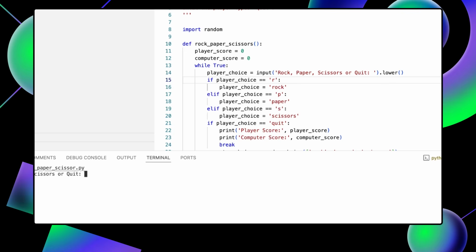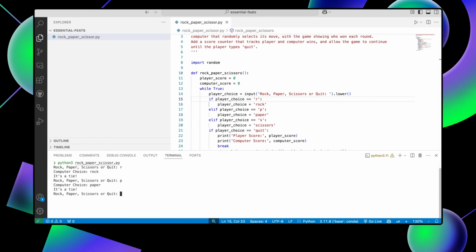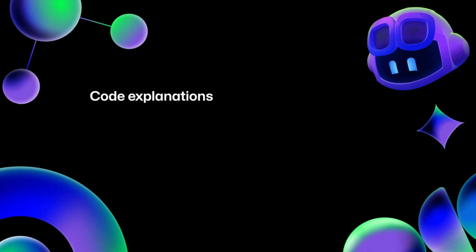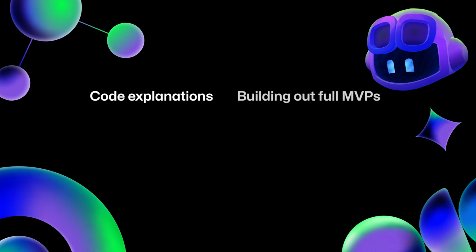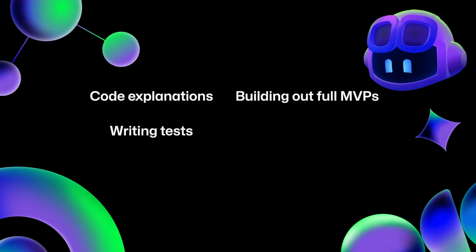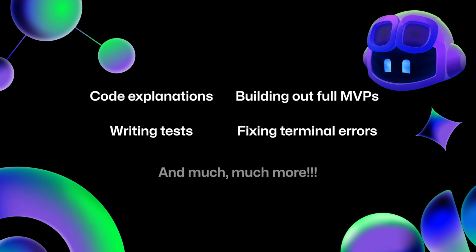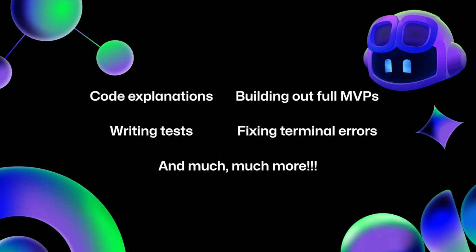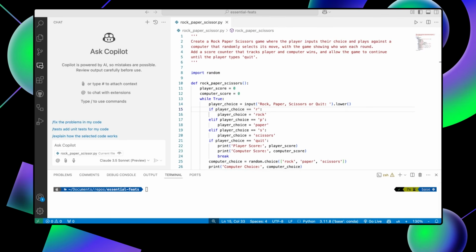Let's test the changes, and amazing, they're working. The inline chat feature is really good at helping you apply quick fixes to your code. But if you want to work more deeply, you can use Copilot Chat for that. GitHub Copilot Chat can help you with code explanations, building out full MVPs, writing tests, fixing terminal errors, and much, much more. Let's use Copilot Chat to create a graphical user interface, or GUI, for our rock, paper, scissors game.